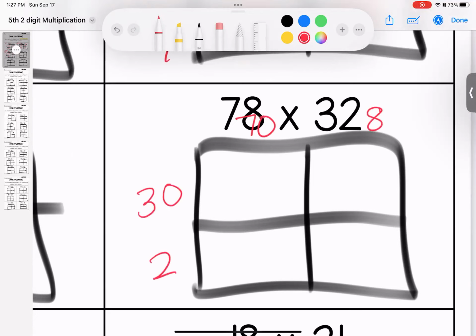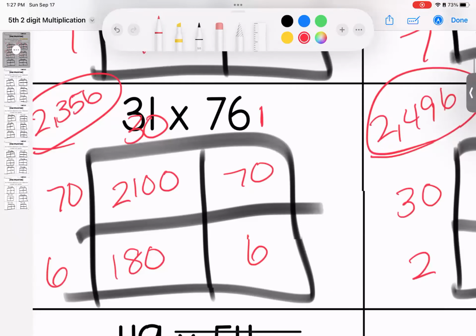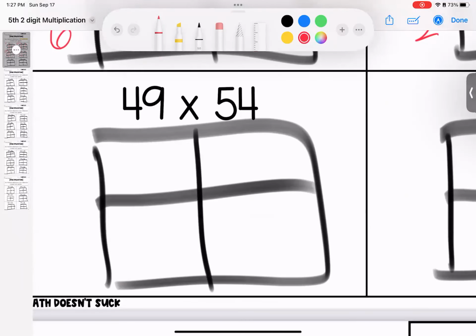Over here for 78 times 32, I have 70 and 8, 30 and 2. 7 and 3 is 21, 2 zeros. 3 and 8 is 24 with a 0. 2 times 7, 14, 1 0. 2 times 8 is 16. Add these all together, I end up with 2,496.